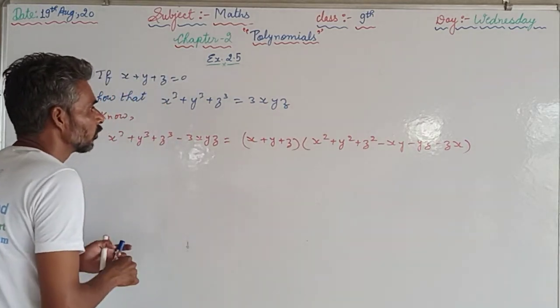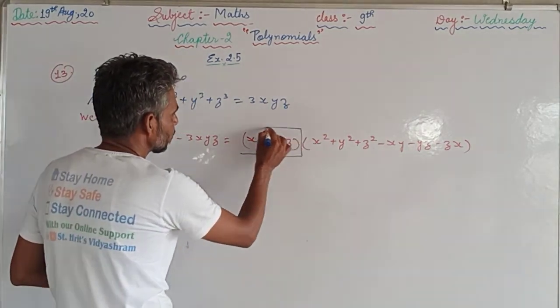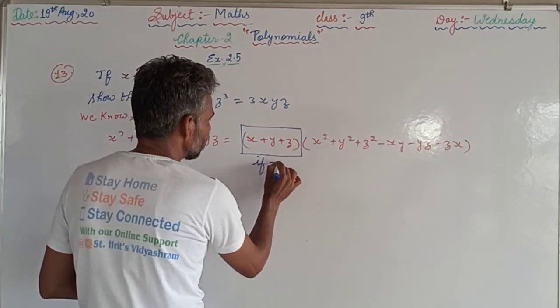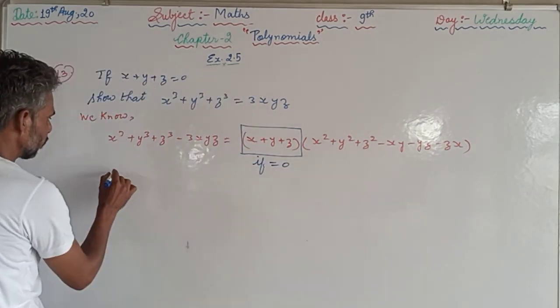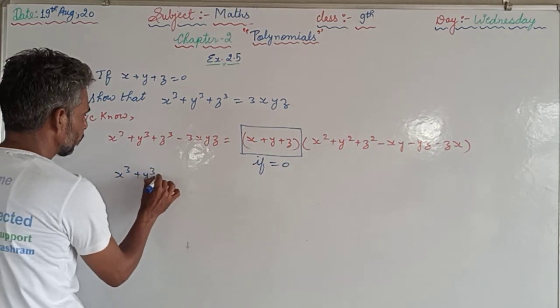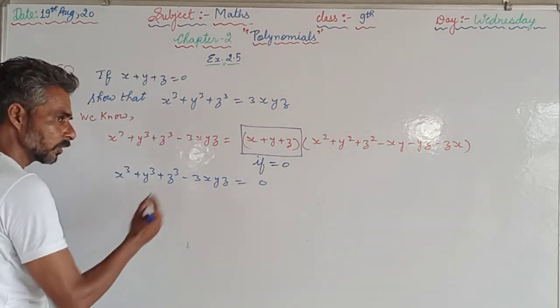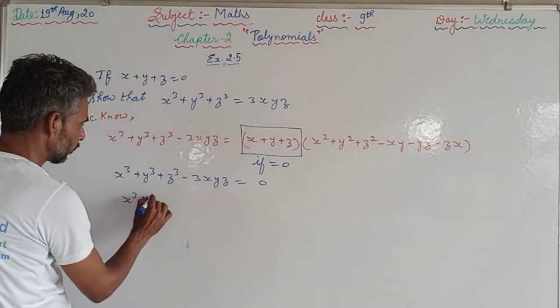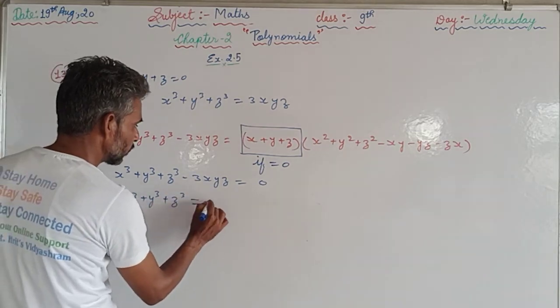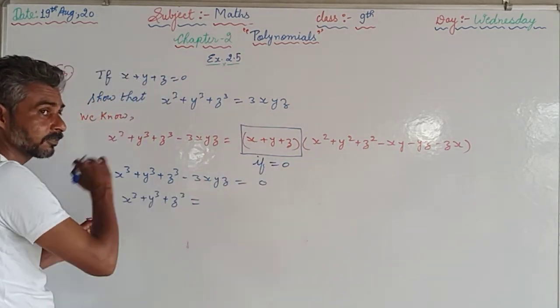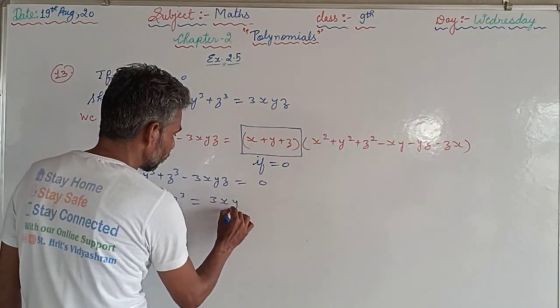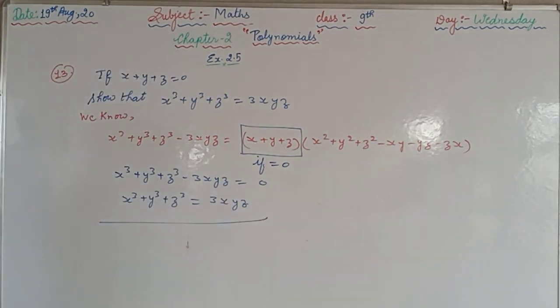This is the formula. Now it is given that x plus y plus z is 0. If this is equal to 0, the whole thing becomes 0, meaning x cube plus y cube plus z cube minus 3xyz is equal to 0. This implies x cube plus y cube plus z cube is equal to, this will become plus when transferred from left hand side to right hand side, 3xyz. This is the answer.